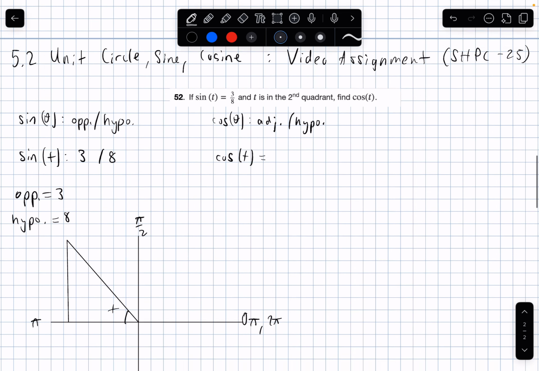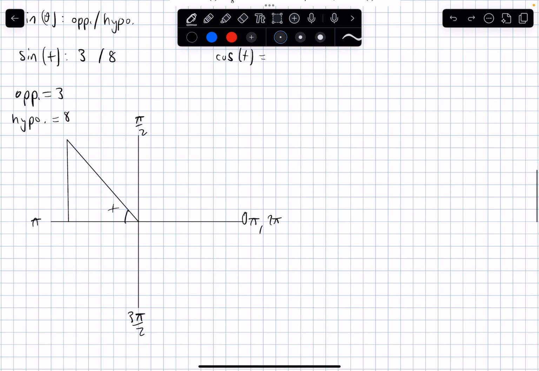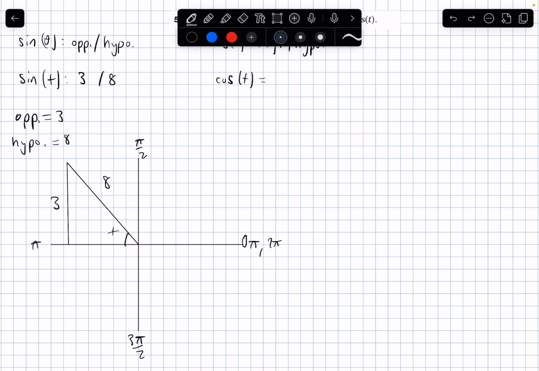Okay, so what we're gonna do is use our sine value that's already given over here, and draw it over here. So the opposite side is gonna be 3, and the hypotenuse is gonna be 8. And so in order to find cosine of t, we're gonna have to find the value of this side. This side length is going to be found by using the Pythagorean theorem. The Pythagorean theorem can be used to find the third side of a right triangle when given 2. So the formula is a squared plus b squared equals c squared.